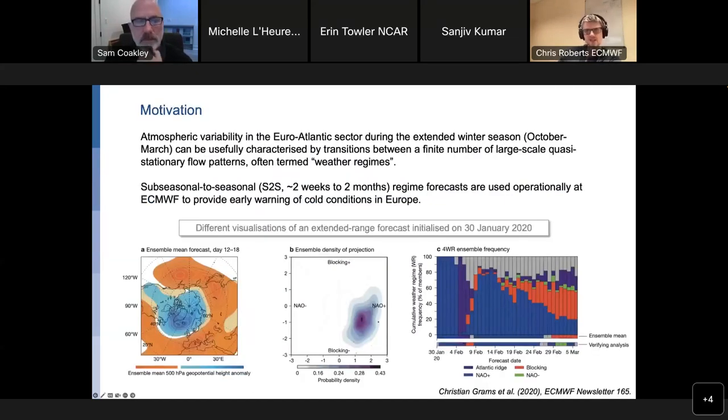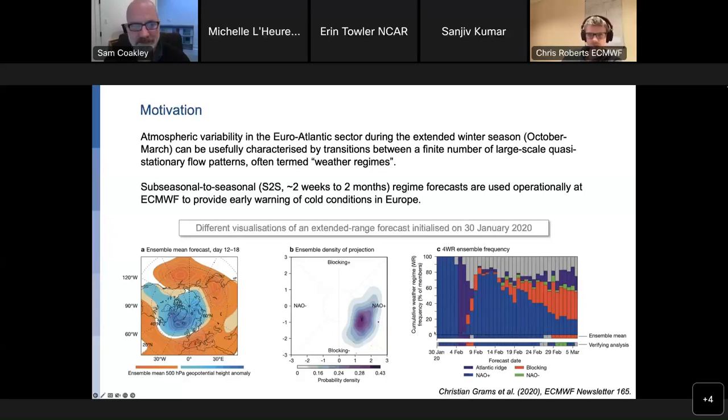So this first slide is really some motivation on how we use this concept of regimes at ECMWF. Particularly during the extended winter season, which is what the results I'm going to discuss today cover, so thinking October to March, the atmospheric variability in the North Atlantic and Europe can be quite usefully characterized by transitions between some finite number of large-scale quasi-stationary flow patterns, often termed weather regimes. For S2S forecasts, so forecasts at around 2 weeks to 2 months lead times, we use these regime forecasts operationally because they've been shown to provide some useful early warning of cold conditions over Europe.